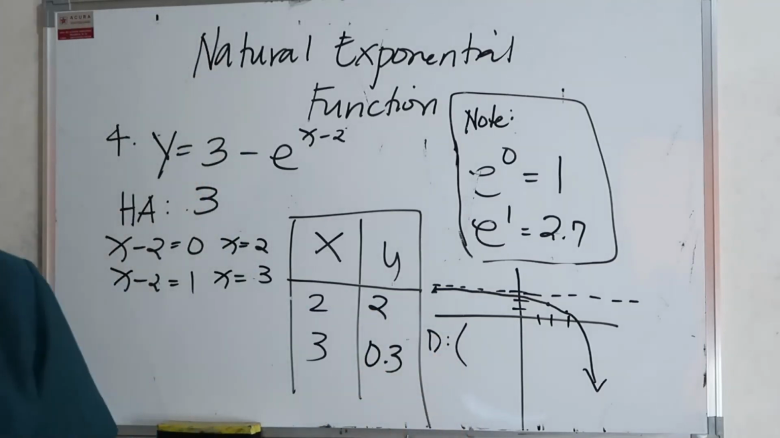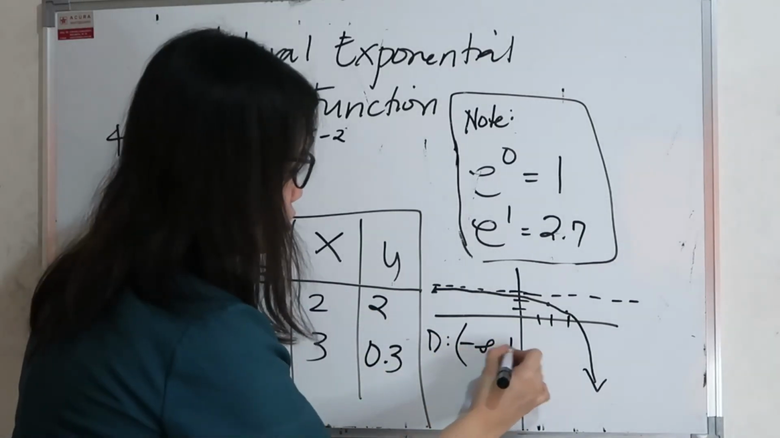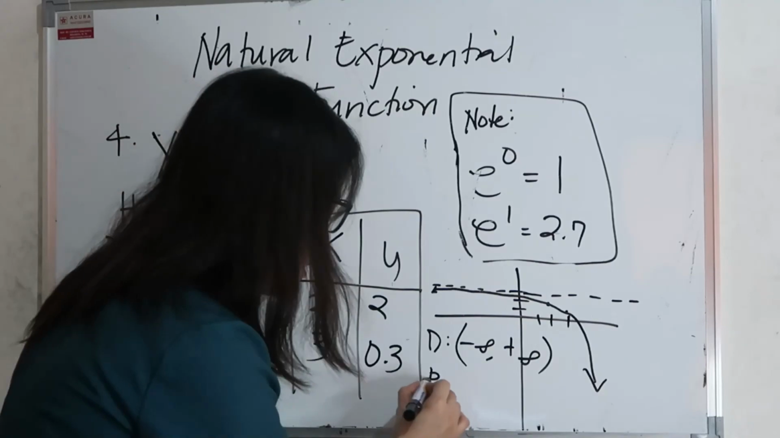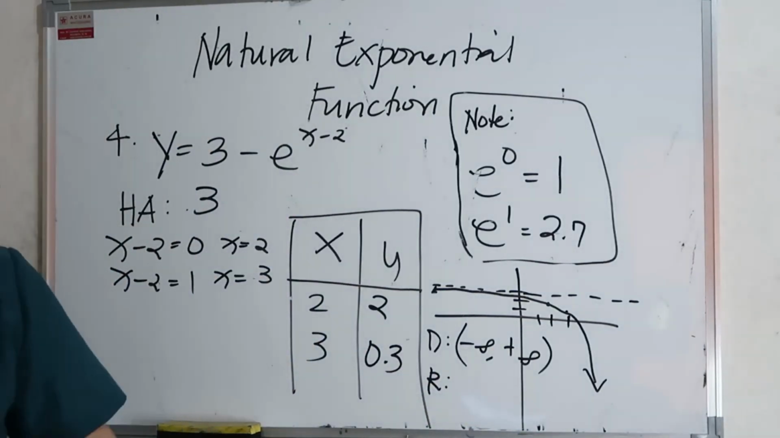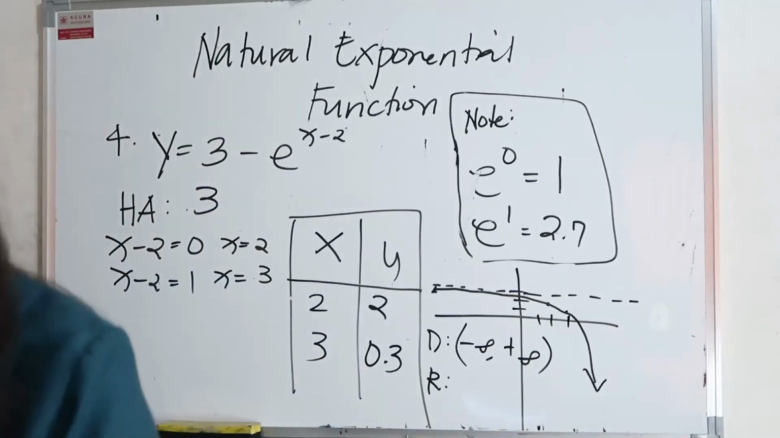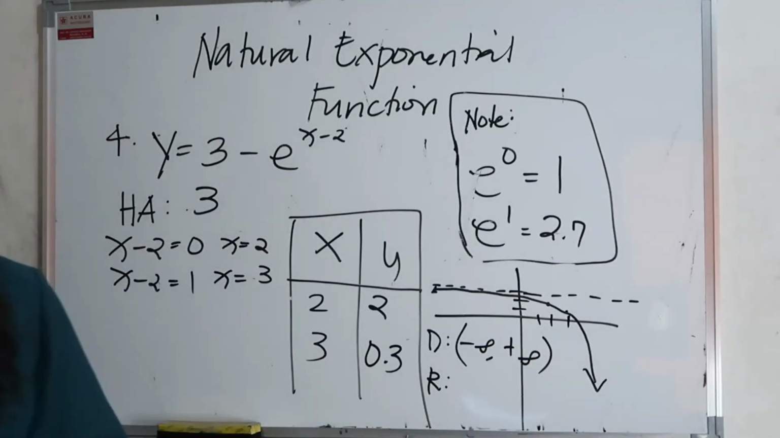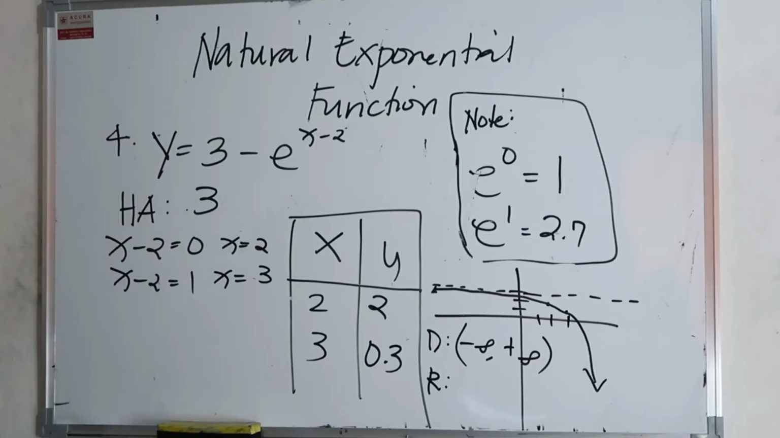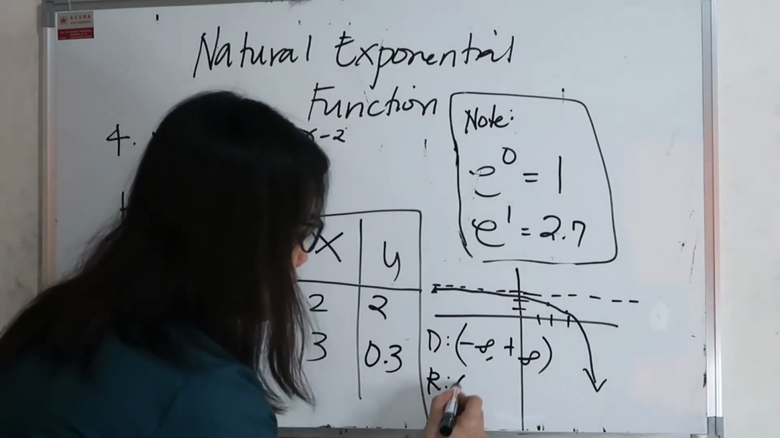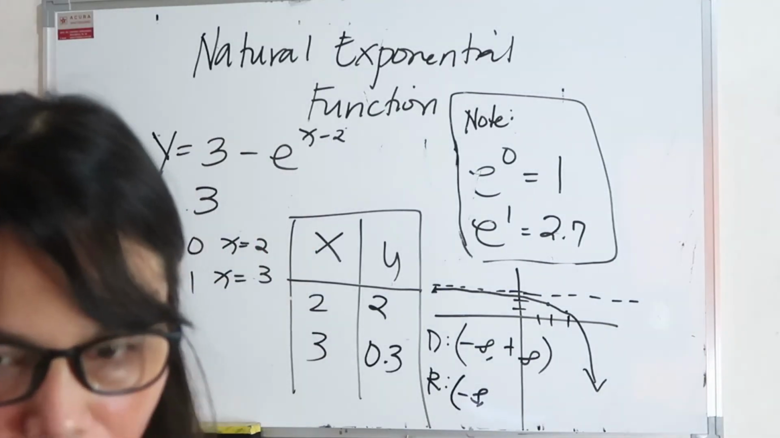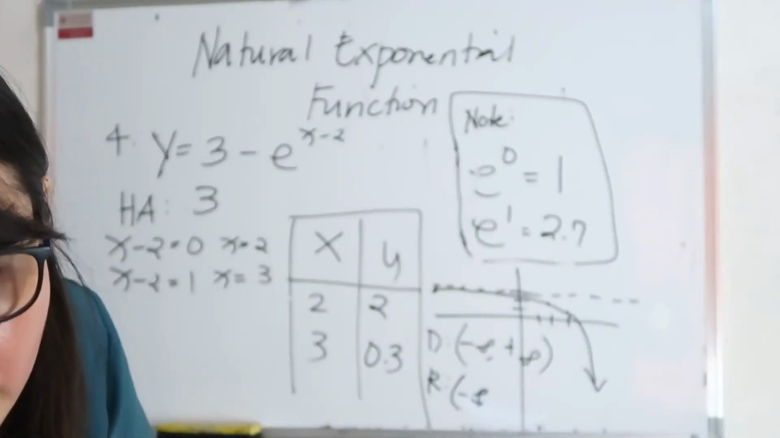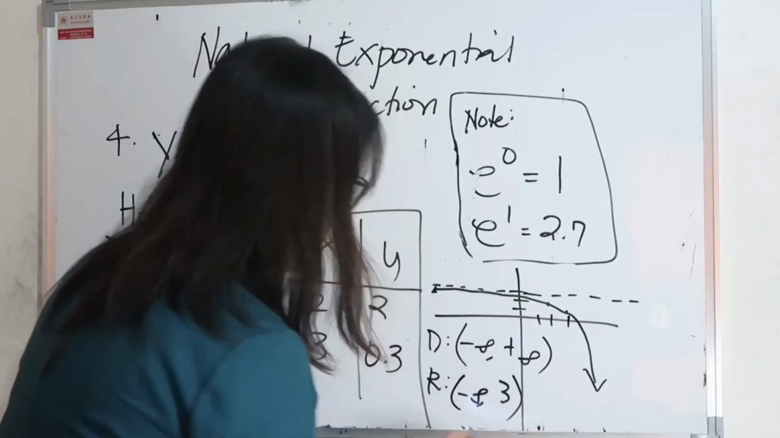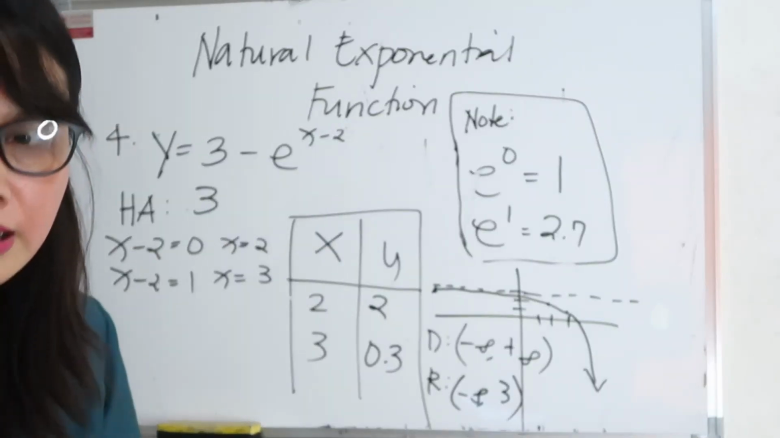Since the given is a natural exponential function, your domain is always the set of real numbers. So we have negative infinity to positive infinity. And then your range, based on the graph, what is the range? You need to write first the minimum value of y. So we have negative infinity going to 3. So the range is from negative infinity up to 3.